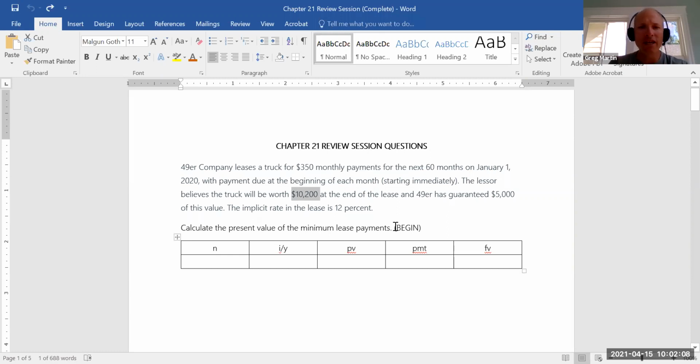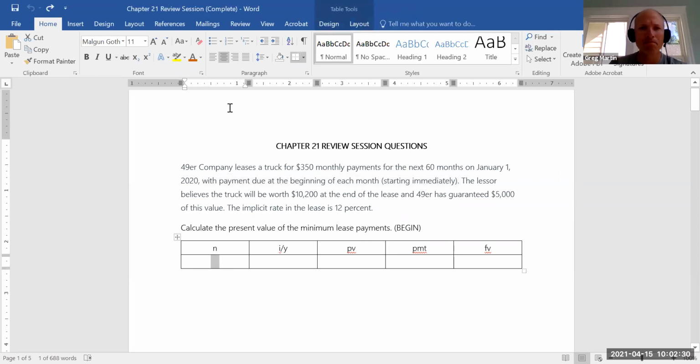Now, on the test, I won't tell you that it's a beginning of the period problem, but I'm just highlighting here that it is. The reason we know that it's beginning of the period is because it says the payments are due at the beginning of each month, starting immediately. So now we have all the information that we need to do the present value of the minimum lease payments. I'll walk through this one quickly.